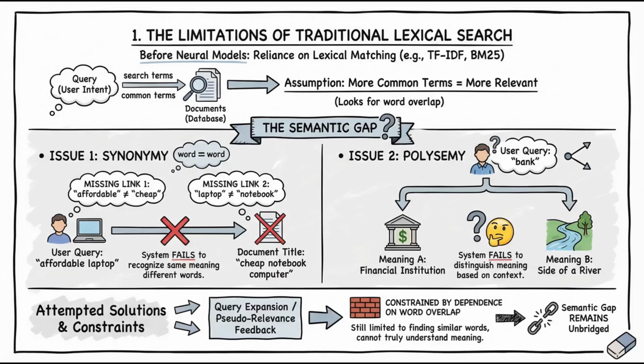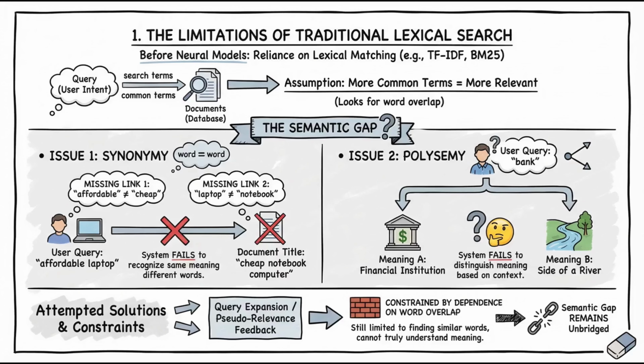Because these systems only look at the literal words, they struggle with 2 major linguistic challenges, synonymy and polysemy. Synonymy happens when different words carry the same meaning. If you search for an affordable laptop, a traditional system might completely miss a document titled cheap notebook computer because to the machine, the words don't match. Then there is polysemy, where the same word has multiple meanings. A search for bank leaves the system guessing. Is it talking about a financial institution or the grassy side of a river?